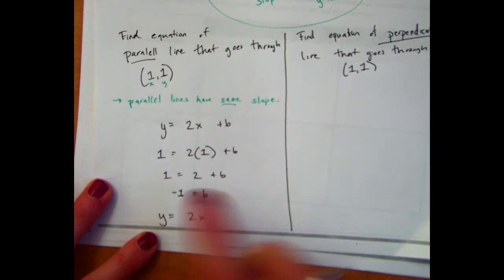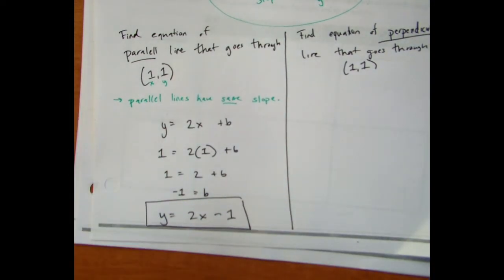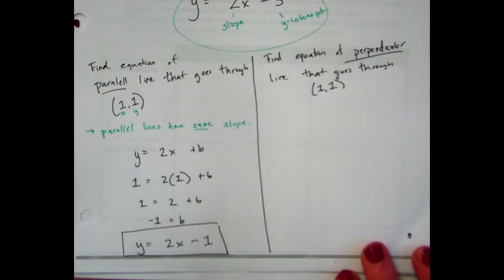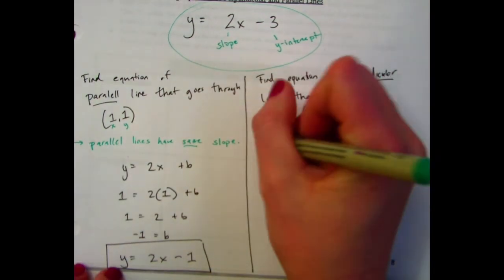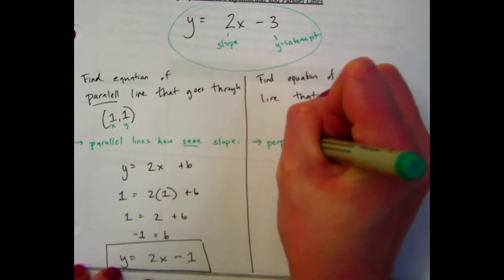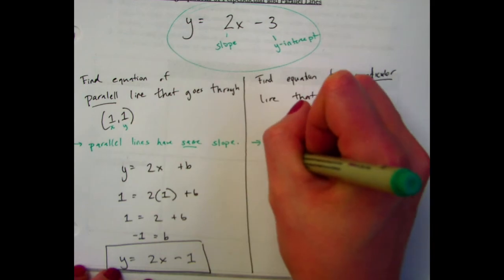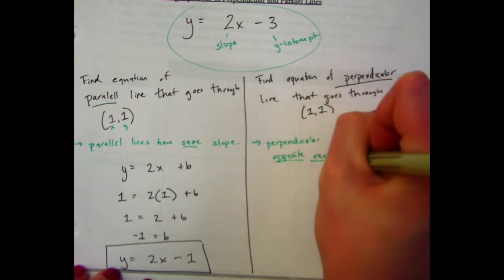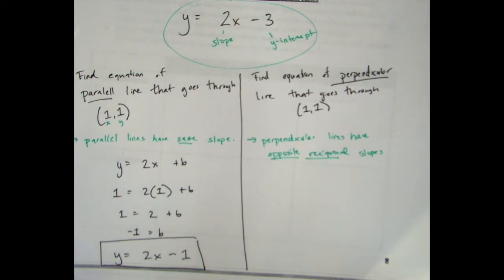For this one, the key fact I have to remember is that perpendicular lines have opposite reciprocal slopes. So the slope of my original line is 2. The slope of my perpendicular line is going to be the opposite reciprocal, meaning since this 2 could be thought of as 2 over 1, for the reciprocal, I'd be flipping the numerator and the denominator upside down. So the slope is going to be 1 over 2.